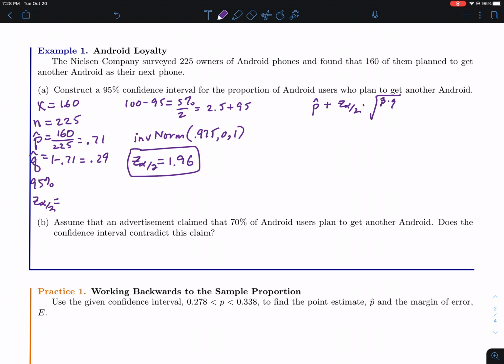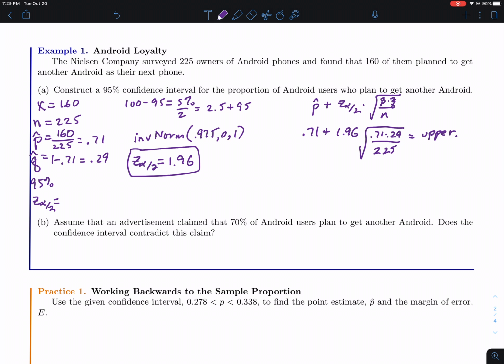So p hat times q hat, all divided by n in this case. And then at the same time, I'm going to do the minus of these guys. So I'll do the minus underneath. So let me fill out what I've got here. So I've got 0.71 for my p hat plus 1.96 for my z-score. And then square root of 0.71 times 0.29, all divided by the square root of 225 in this case. So this is going to be my upper limit for my confidence interval. So this is going to be my upper because it's the plus.